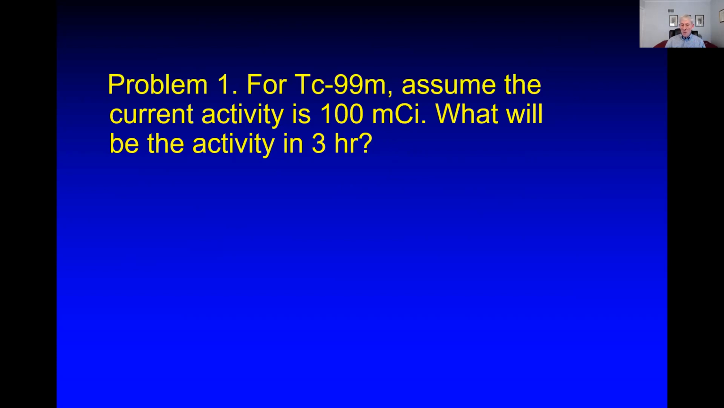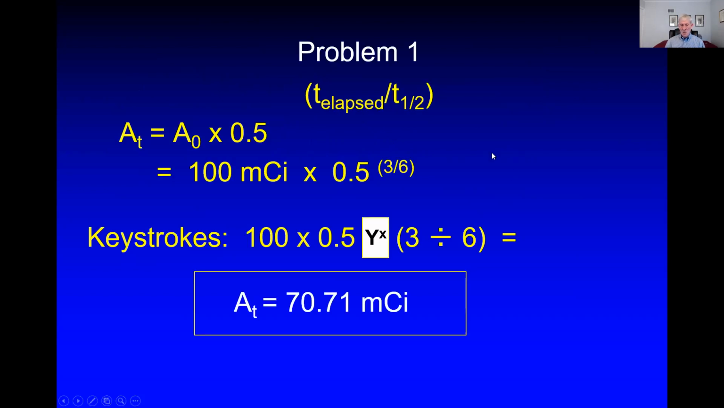Here are 2 things we know. We know it's going to be wrong. It won't be 75, but we know it's going to be very close to that. Now, here are your keystrokes. Here's your setup. We have 100 millicuries times 0.5 to the power of, in parentheses, 3/6. I'd like you to try these keystrokes on every one of these problems so you can get used to working this. Punch in 100 times 0.5, then hit whatever key you've got on your calculator, X to the Y, Y to the X, or the caret symbol. Punch in the left-hand parenthesis, 3 divided by 6, the right-hand parenthesis, and you must punch equals, and you should have come up with 70.71.